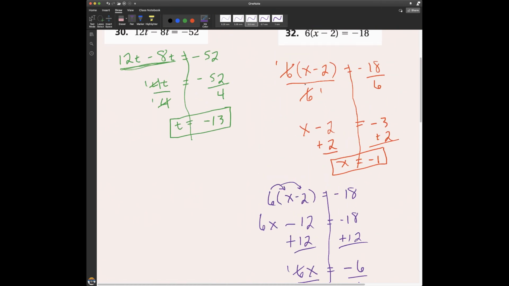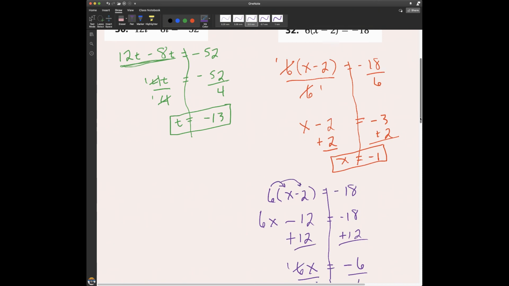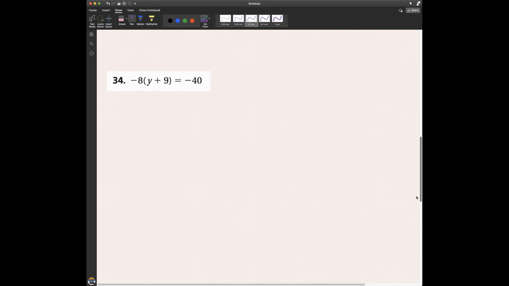The first way I did it, because you recognize that, hey, I'm multiplying two things together. I'm multiplying a linear expression with a constant, right? And I can divide that constant out of there. All right, let's look at another one of these problems, number 34. So let me write this one down. Negative 8 times y plus 9 equals negative 40.